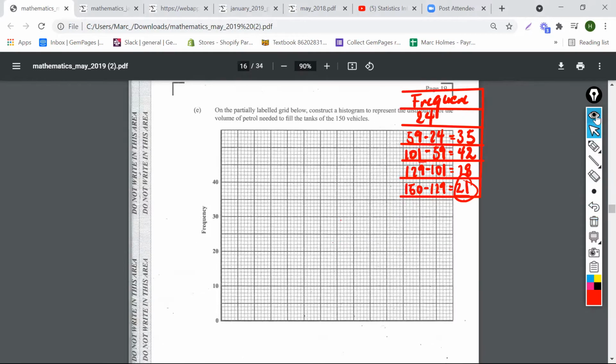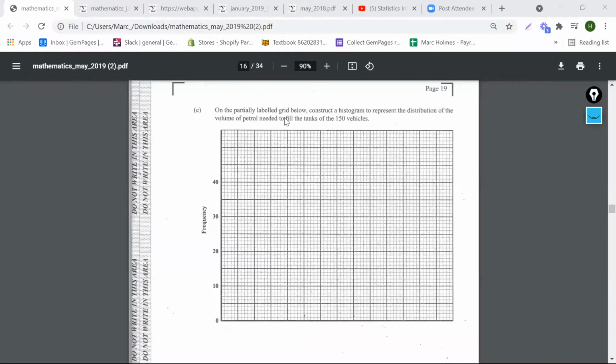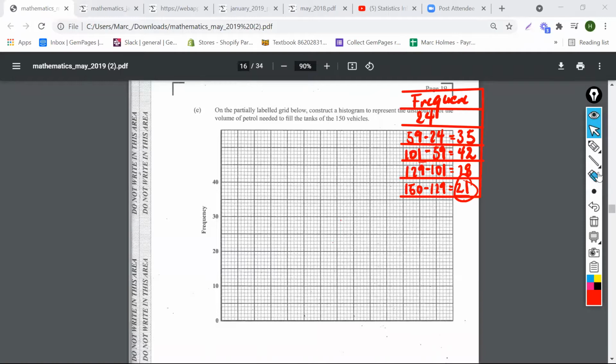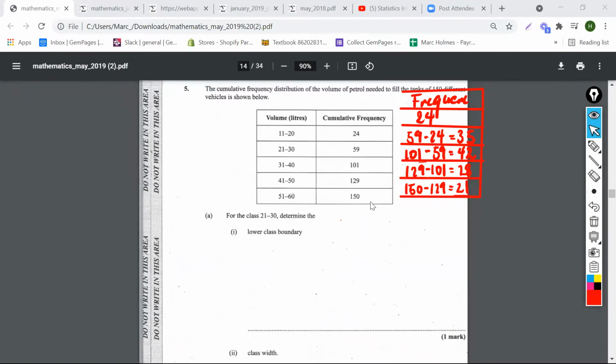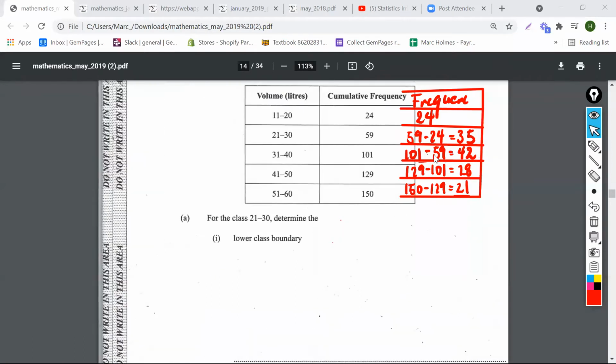So basically, guys, we're looking at this grid now, and it says on the partially labeled grid below, construct a histogram to represent the distribution of the volume of petrol needed to fill the tanks of 150 vehicles. So guys, what they're basically asking you is, remember we calculated the frequency over here. All they really want you to do is draw the table for the frequency. So let's go back to the table. Remember, this was the table, guys, when we worked it out, when we looked at the frequency for it.